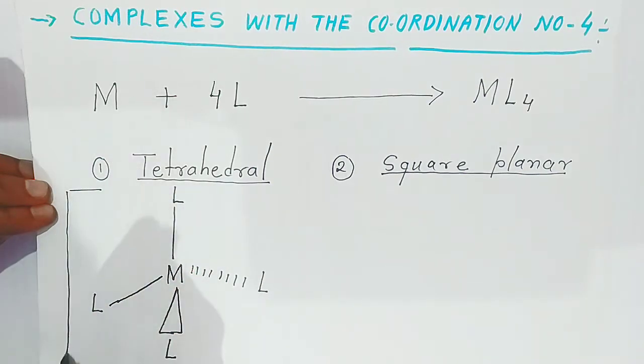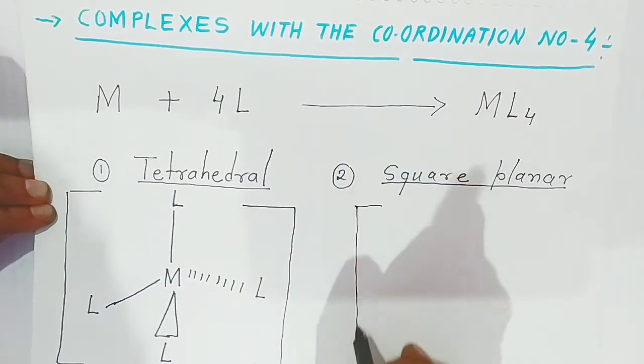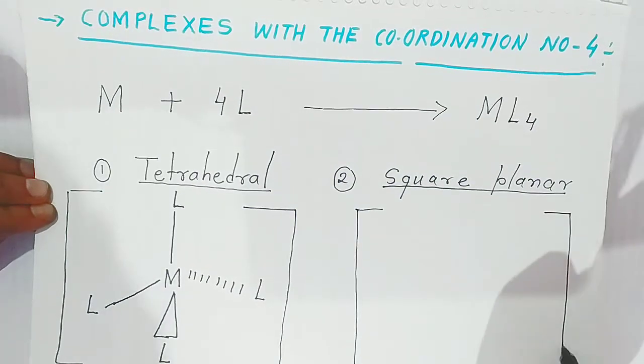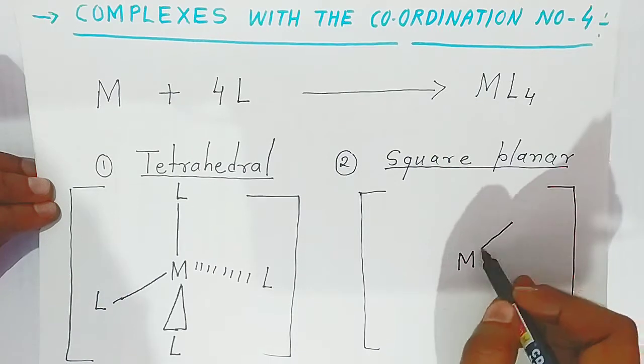This complex you have to always put in square brackets. The square planar complex can also be put like this. Here again the central metal will be at the center and the ligands are present at the corners of the square.